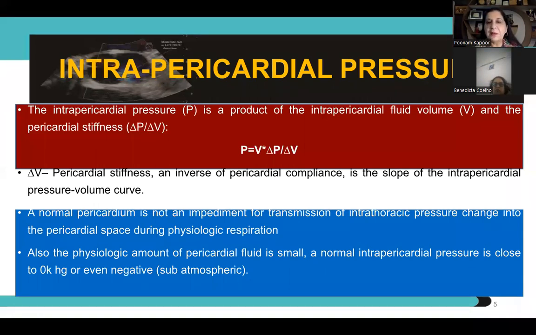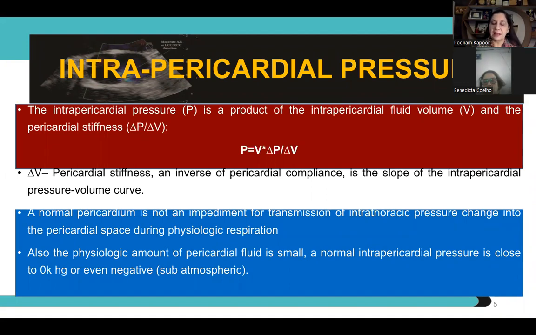Now, we are all well versed with this, that the pericardial pressure is a product of the pericardial stiffness. And what is this stiffness? The pericardial stiffness is the delta P upon delta V. Now, delta V is the pericardial stiffness, and it is inverse to pericardial compliance. So when we say that the pericardial pressure in a chamber is increasing, as it does in a constrictive pericarditis or in a cardiac tamponade emergency, what is happening actually?